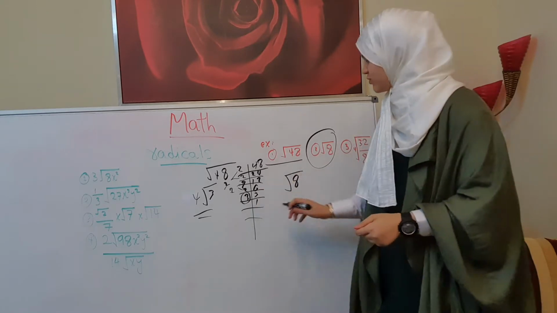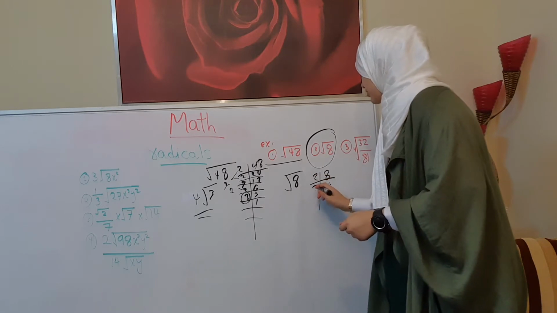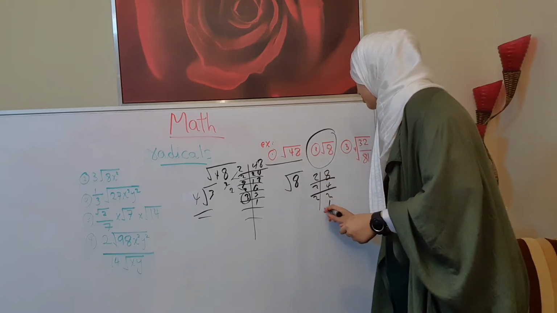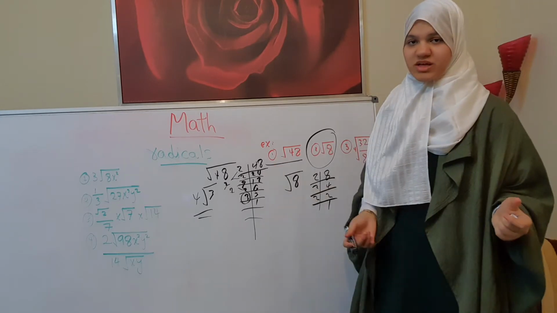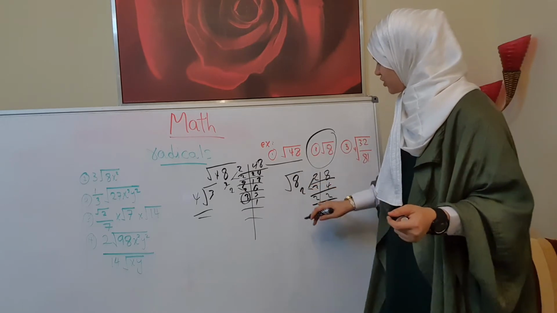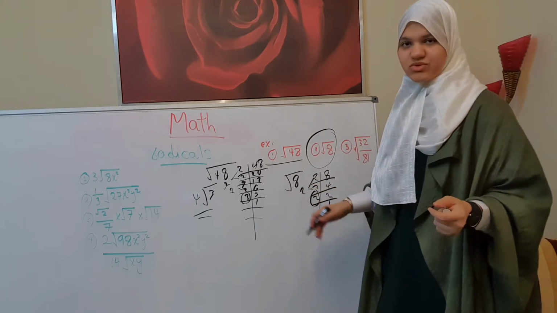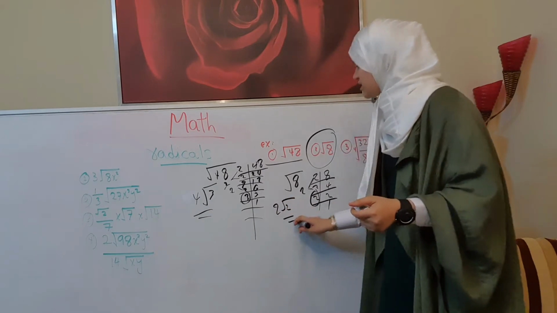I'll make it this way. It will be 8 by 2, it will be 4, by 2 it will be 2, then by 2 it will be 1. That means we have three 2s, but this is not a cube, it's a square. So we will take only one 2, and we will leave 2 itself. That means it will be 2 radical 2. But there is something else also.